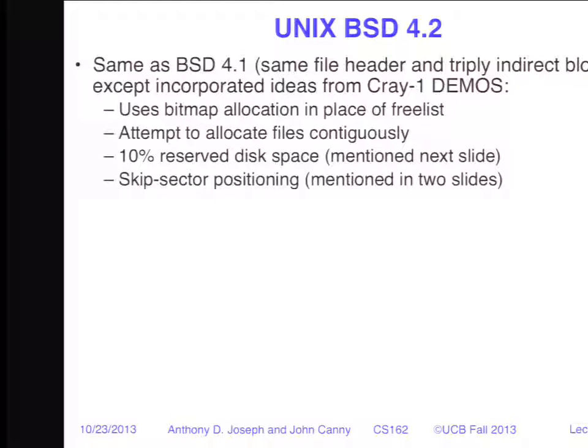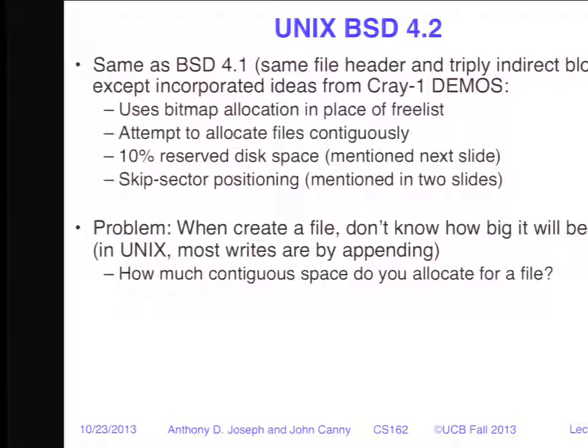So that leads into the second thing, which is they then tried to allocate files contiguously. So we look for these runs of zeros and allocate within those runs of zeros. They also did two other interesting techniques. One is they reserved 10% of the disk space. And we're going to see this is very much like in the last lecture where your SSD reserves some amount of space to try and improve its probability of being able to have a free, empty block when you need a block to write to. And then another technique that they did is called skip sector positioning. So we're going to talk about those in the next couple of slides.